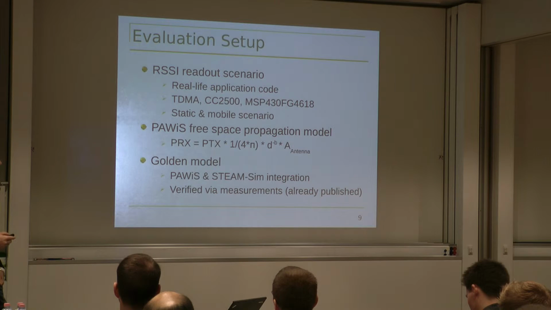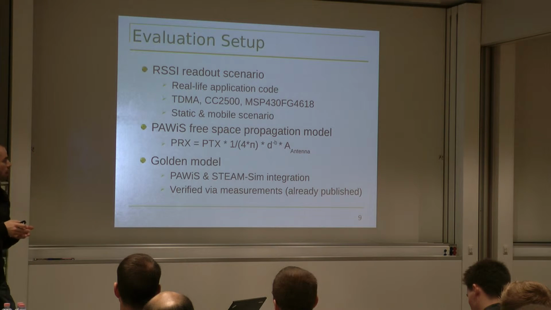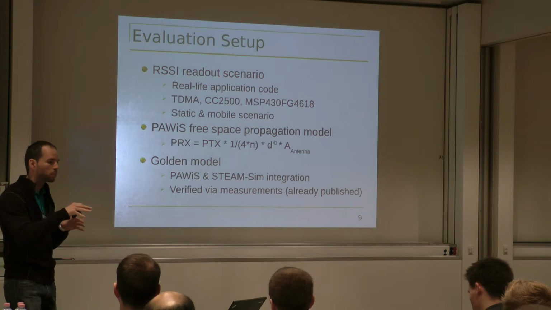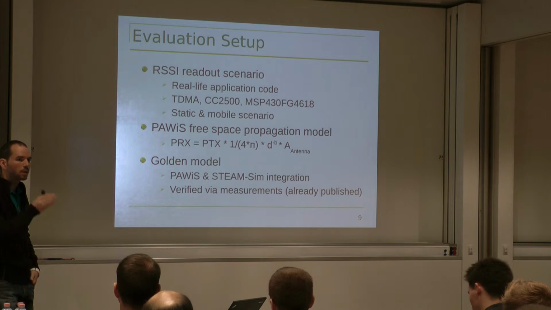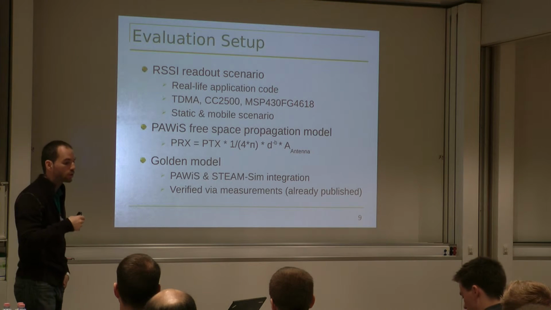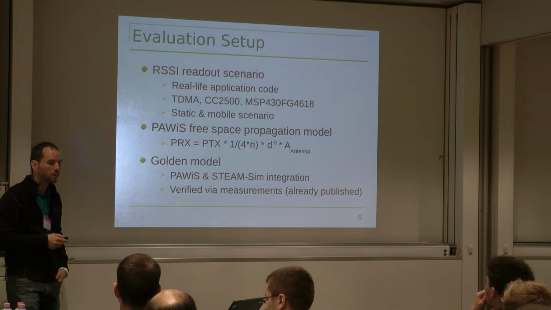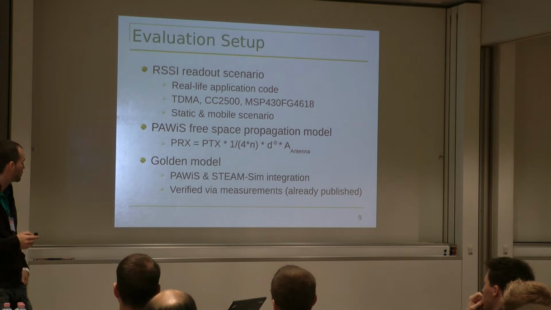We have here two scenarios. One is a static scenario and one is a mobile scenario. The static scenario just has a base station at a fixed position, and also several sensor nodes which are arbitrarily deployed in the region of the base station. And in the mobile scenario, we have one fixed base station and one mobile sensor node which moves corresponding to a mobility pattern and sends back the received signal strength.